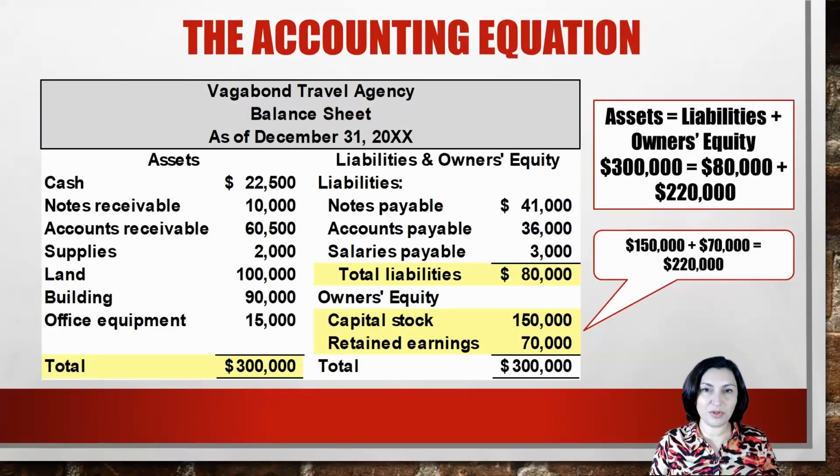In our example, we have 300,000 in assets, 80,000 in liabilities, and 220,000 in owner's equity. If we add liabilities and owner's equity, it is 300,000. The accounting equation balances. The equation makes sense because it states that assets must be equal to the claims against those assets.